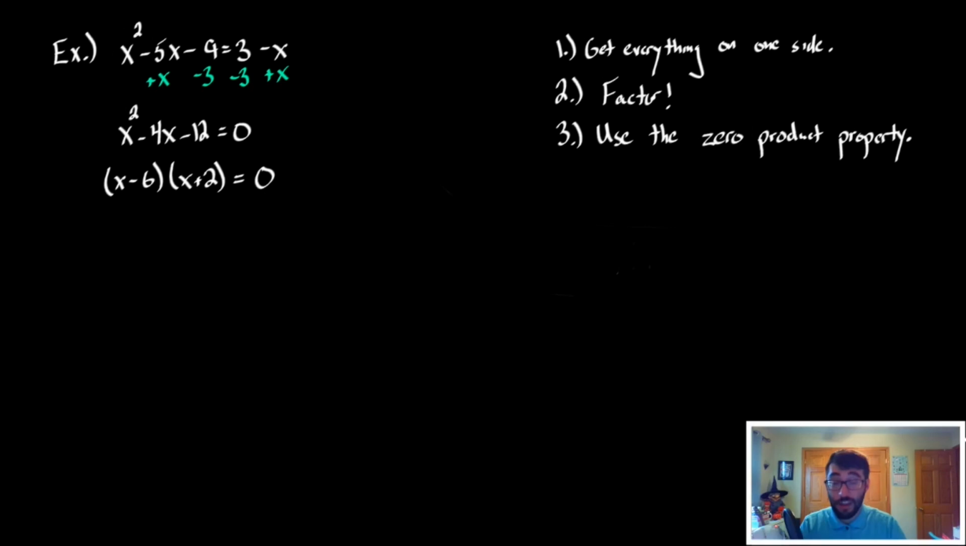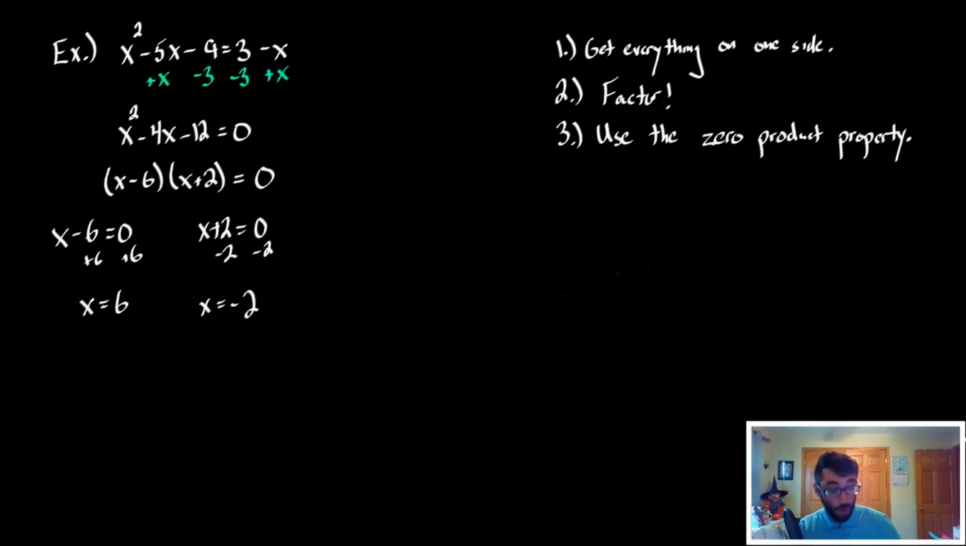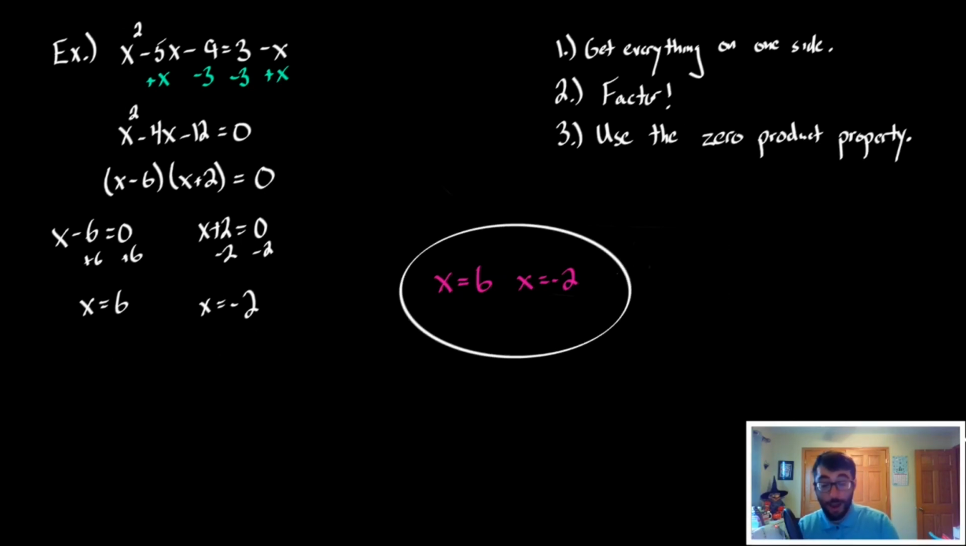And the way we use it is we set each factor with a variable in it equal to 0 and solve. So x minus 6 is a factor with a variable in it, so I'm going to set it equal to 0. And so is x plus 2. So I set each factor with a variable in it equal to 0 and solve. To get x by itself here, I'm going to add 6 to each side to get x is equal to 6. Here, I'm going to subtract 2 from each side to get x is equal to negative 2. So what that means is that we have 2 solutions of x equals 6 and x equals negative 2. These would end up being our 2 answers.